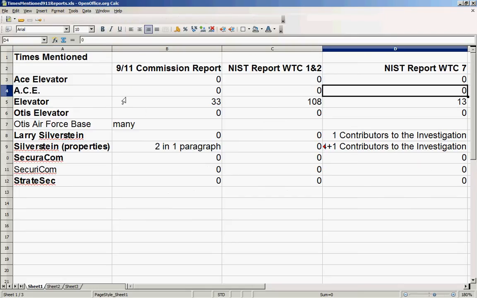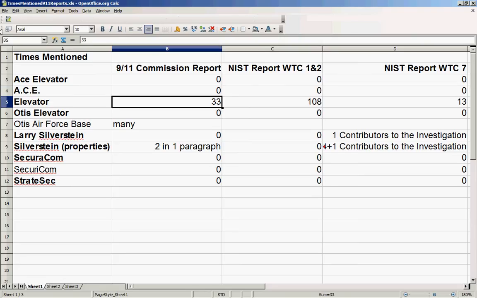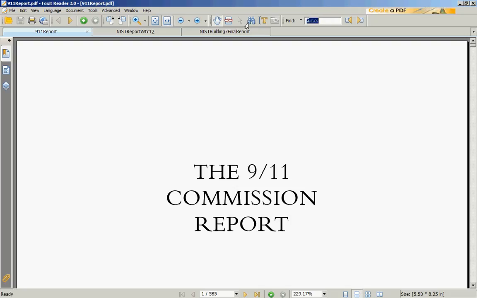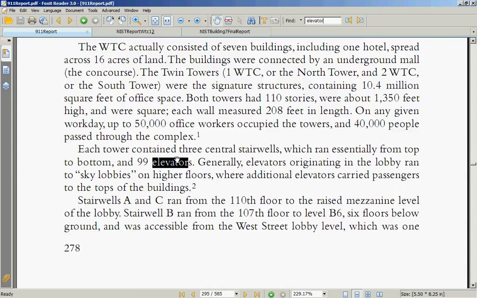Now, maybe the search function is not working. Let's look for the word elevator. Okay, we put Find, Control F, elevator, and search. In the 585 pages, we do find: the World Trade Center Tower had 99 elevators. Then we can search for the next. Generally, elevators went from the lobby up to the sky lobbies. Next, elevators carried passengers to the top of the buildings, and so on.